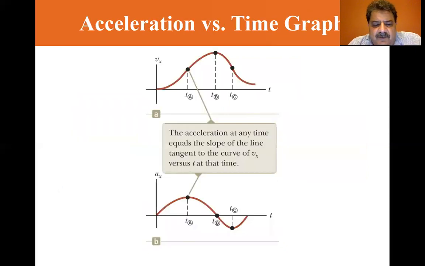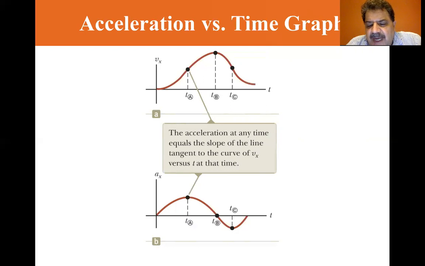Okay, let's look at the figure. It illustrates how the acceleration versus time graph is related to the velocity versus time graph. The acceleration at any time is equal to the slope of the velocity versus time graph at that time. Positive values of acceleration correspond to points where the velocity is increasing in the positive x direction.